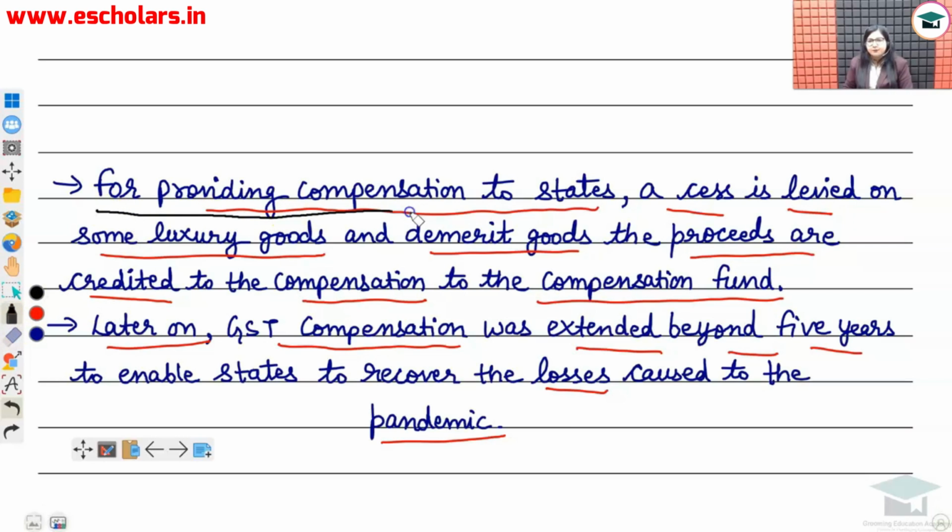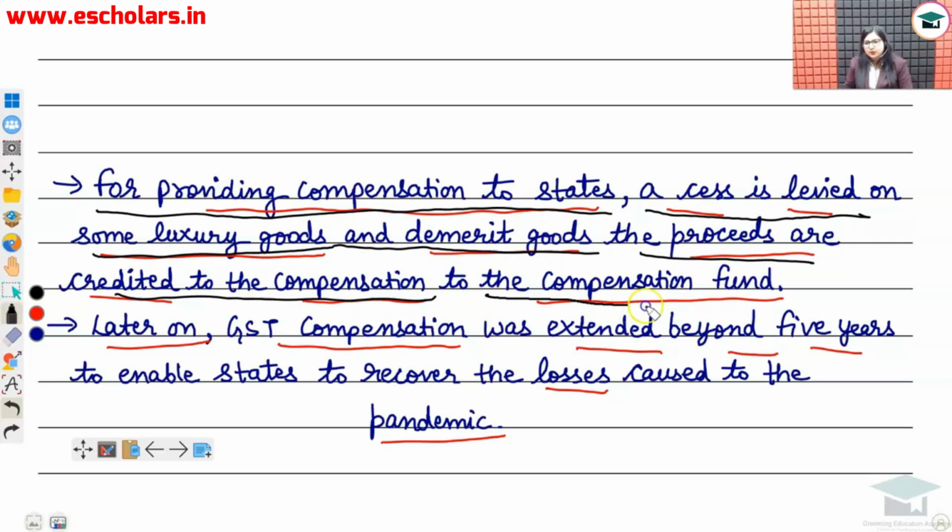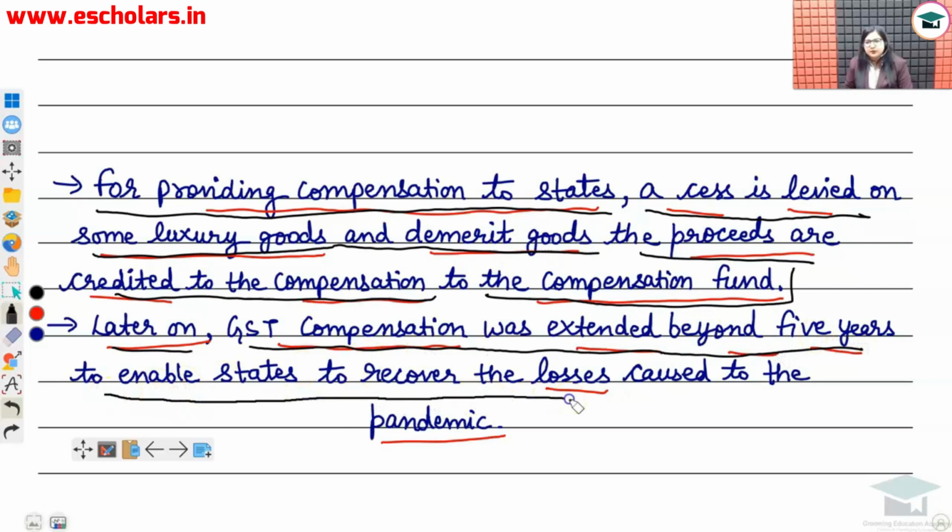For providing compensation to states, a cess is levied on some luxury goods and demerit goods. The proceeds are credited to the compensation fund. Later on, GST compensation was extended beyond 5 years to enable states to recover the losses caused due to the pandemic.